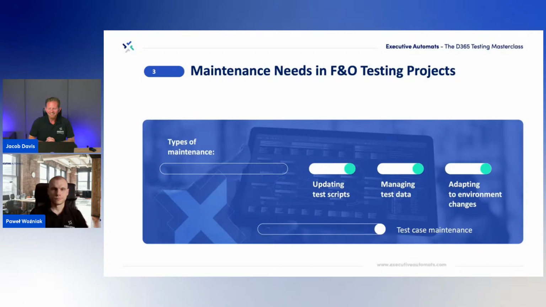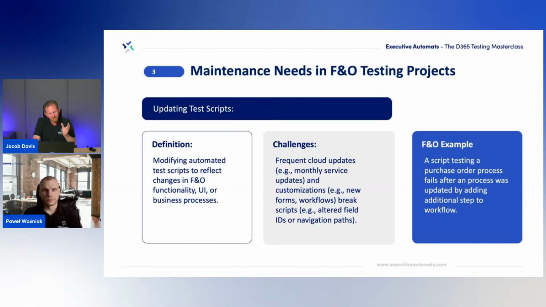Yeah. So maintenance needs for testing projects in F&O: updating test scripts, managing test data, adapting to environment changes. That's really where the focus is going to be today. Yeah. So let's take a look at the very first example here with updating test scripts. Walk us through this. I know you have a nice example at the end as well, and I know we'll see some of this live as well.